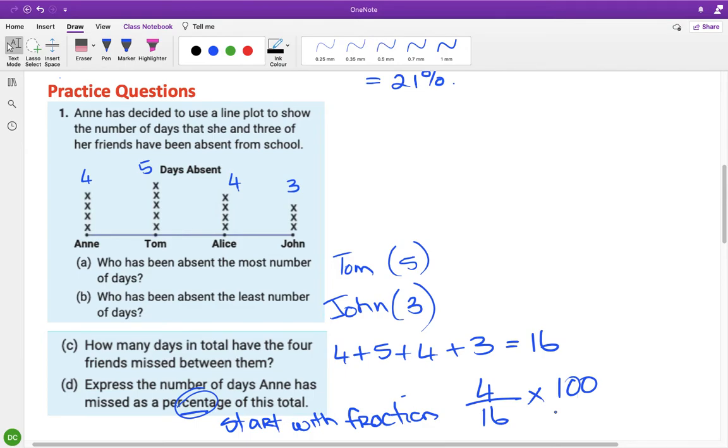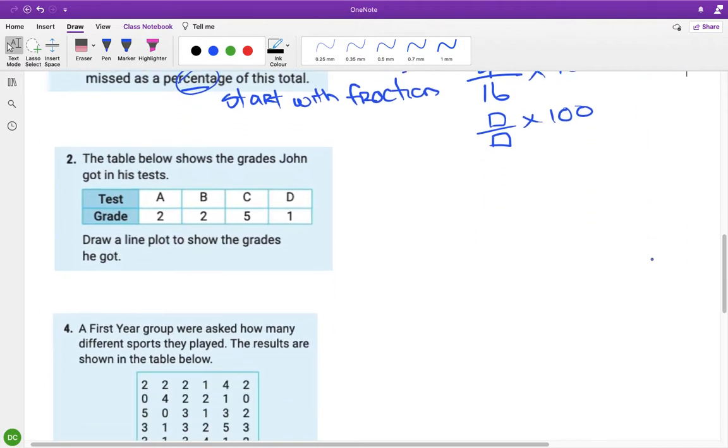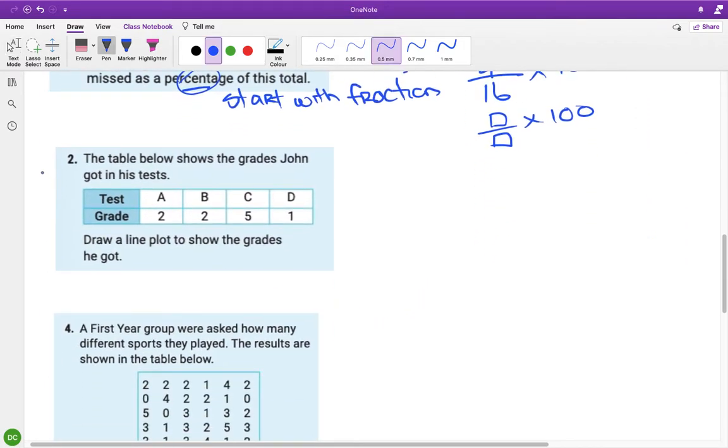So when you're typing this into your calculator, you use this button here for the fraction, and then just times by 100. So 4 over 16 is a quarter, and when you times that by 100, should be 25%. That's the first one. The table below shows the grades John got in his test. Draw a line plot to show the grades he got.